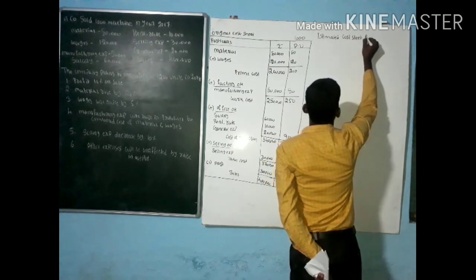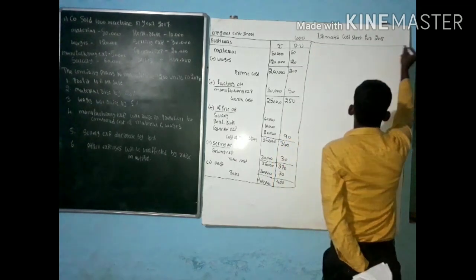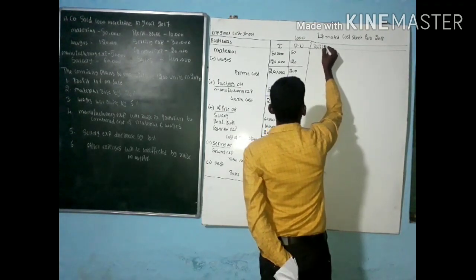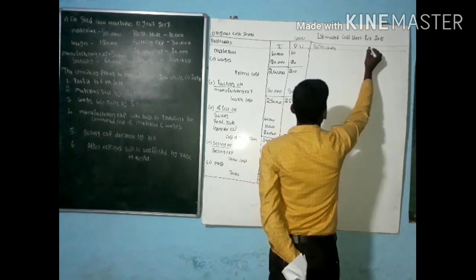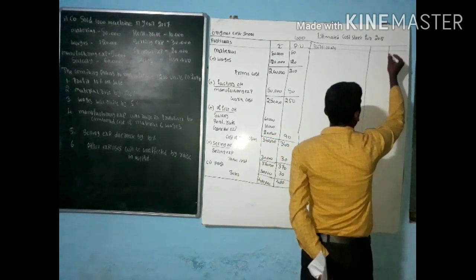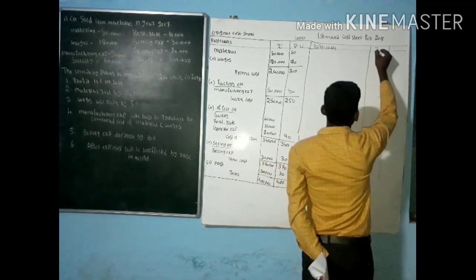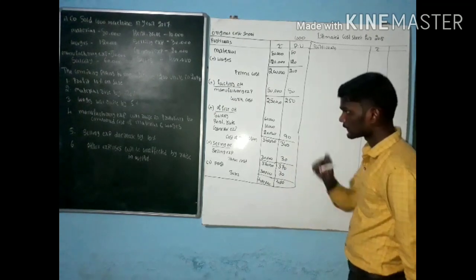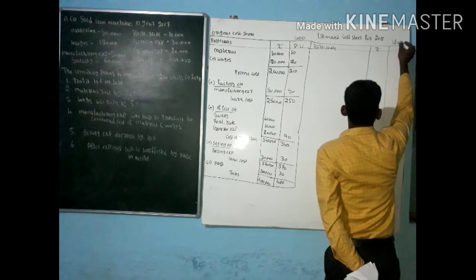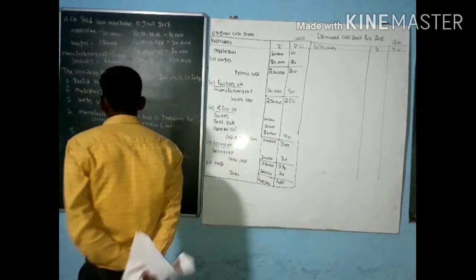Estimated cost sheet for 2018. When we come to the estimated cost sheet, how many units do we need to produce? That is, we need to manufacture 1,200 units. Let's take it as per unit. Go through the question one by one.